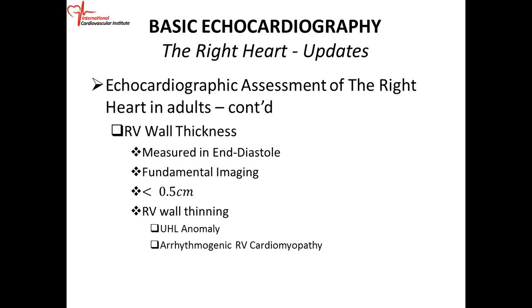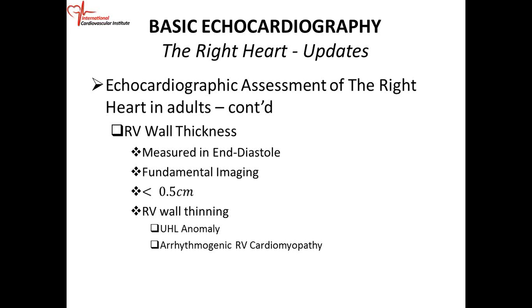In arrhythmogenic RV cardiomyopathy, what happened? The muscle is replaced by fatty tissue. So when you're measuring muscle, you're not going to see much muscle. Fat does not contract, so that's a big problem. If the RV wall or the muscle is replaced by fat, then that's a tremendous amount of problem.